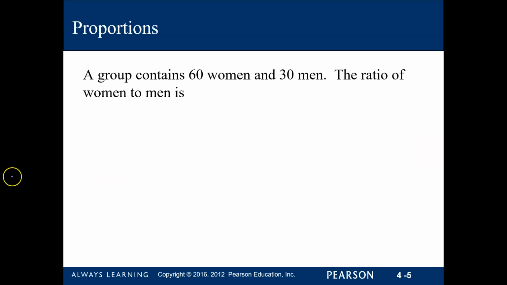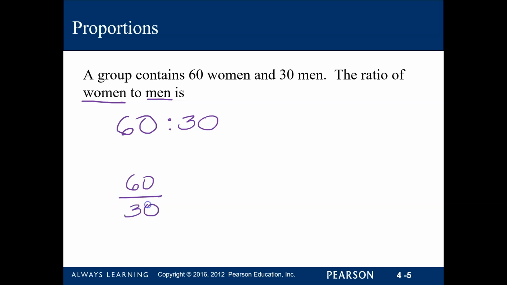So let's have, for example, this one. A group contains 60 women and 30 men. The ratio of women to men, all right, is what? Since we mentioned the women first as our first quantity, then we will be writing 60 representing the women first. And then if you're going to use the colon, it's going to be 30 for the men, all right? Or if it is in fraction form, it's going to be 60 over 30, okay?